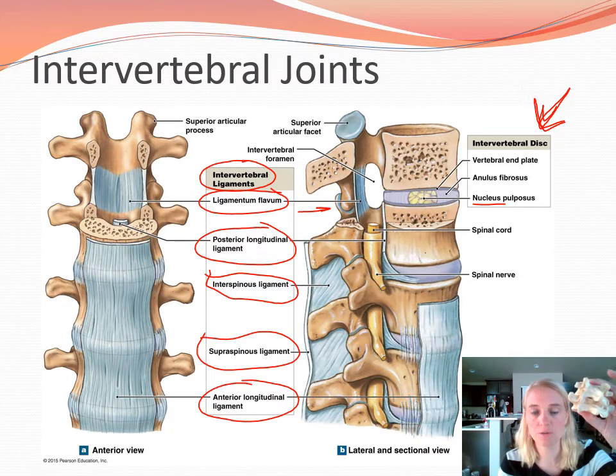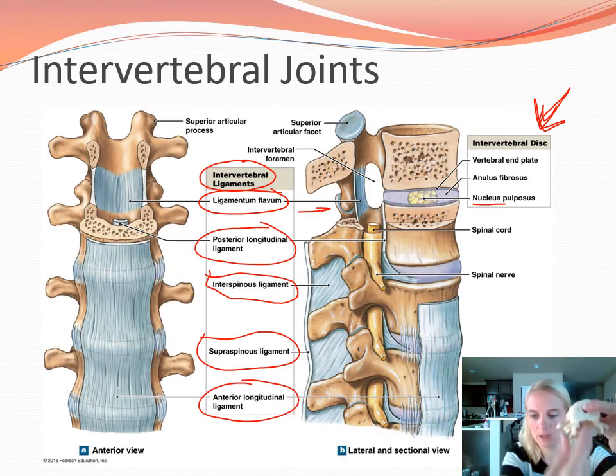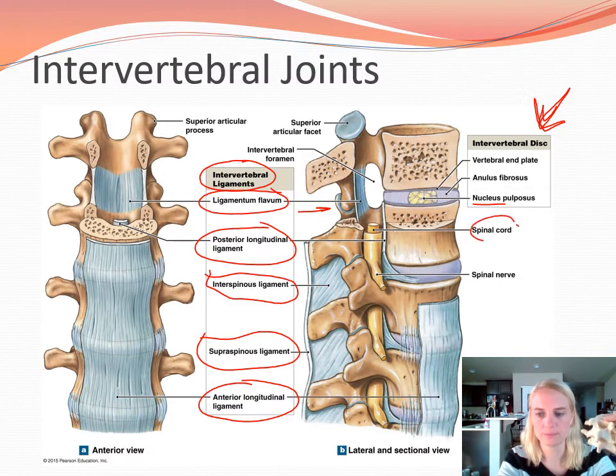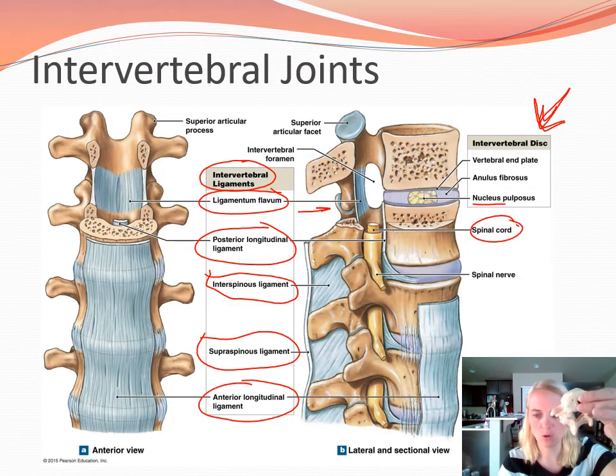So we had the structure of the intervertebral disc, and then we had the 5 ligaments. So anterior longitudinal, posterior longitudinal, ligamentum flavum, interspinous, and supraspinous. Okay, and then you can see the spinal cord sitting right there in the middle, right there, in that hole. The vertebral foramen, right? Remember some of our stuff from the bone list.